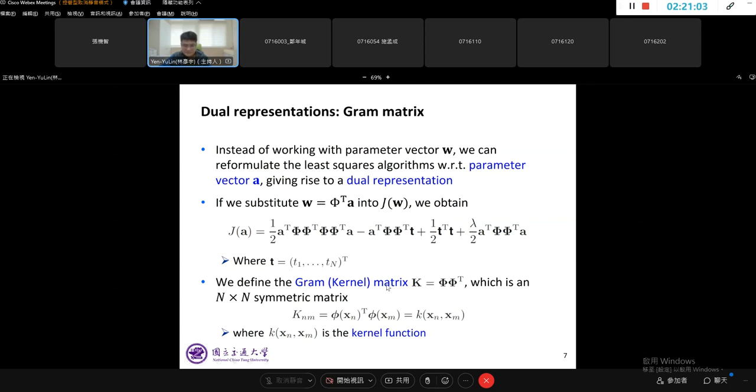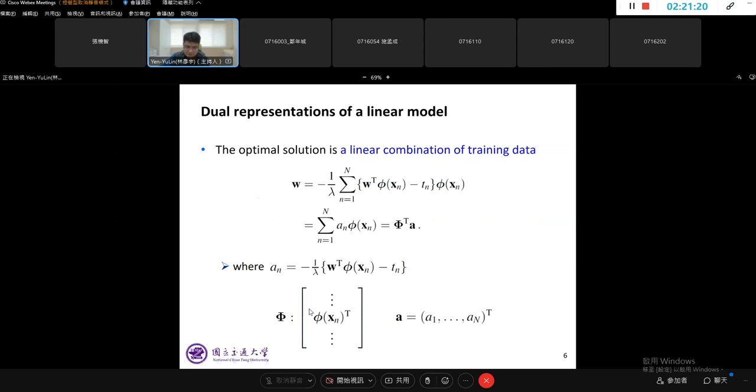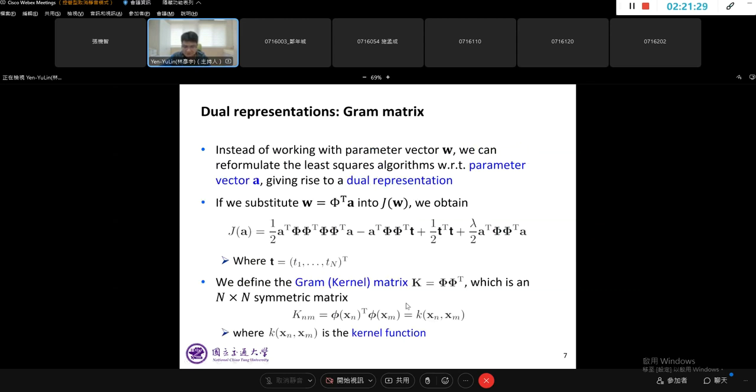So let's define a matrix called the kernel matrix. A kernel matrix by definition is Phi Phi transpose. Let's look at the definition of capital Phi. Capital Phi is the row-wise concatenation of all the training data points. So what is the meaning of Phi Phi transpose?